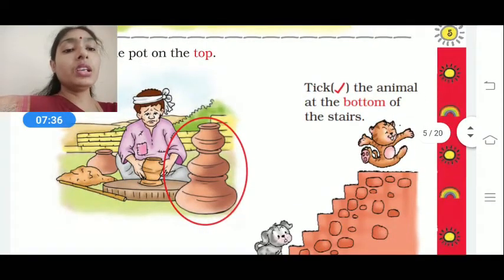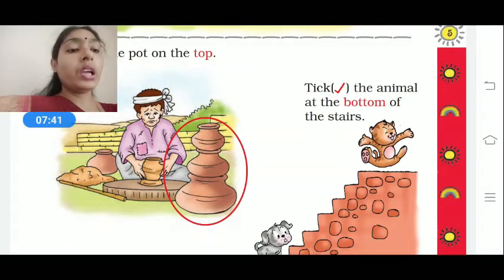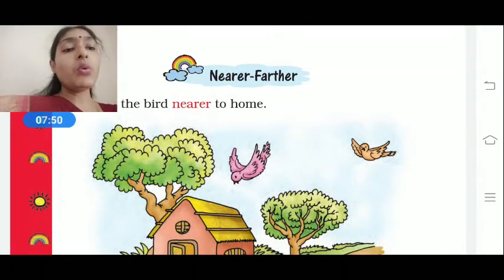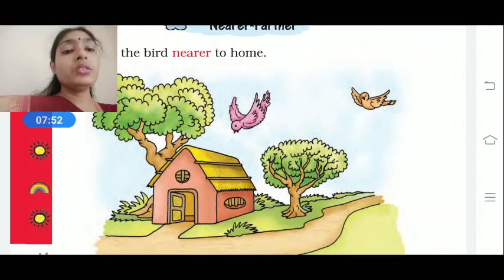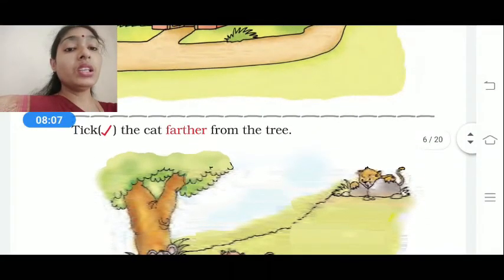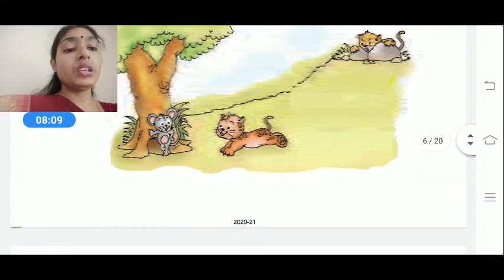Now top, bottom. You have to tick which one is on the top in these 3 pots, and in these 2 animals, which one is at the bottom. Now nearer and further. One home is there, and 2 birds, 2 trees. Which bird is nearer to the home? You have to tick. Here 2 cats are there, one is here, one is here. So you have to tick the cat further from the tree.